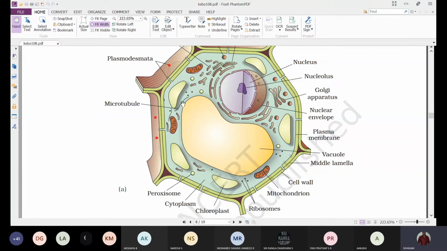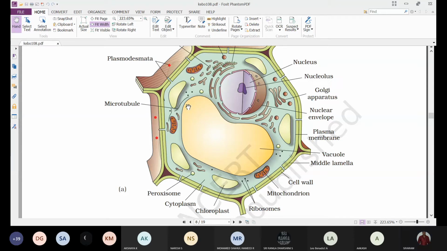Because of the large central vacuole, the nucleus is pushed towards the peripheral region, towards the corner. Generally in case of animal cells, the nucleus is present at the center of the cell because they do not have this large central vacuole. That's why usually the nucleus is present at the center. But in case of plant cells, the nucleus is pushed to a side, to a corner. It is not present at the center because of the presence of this large central vacuole.